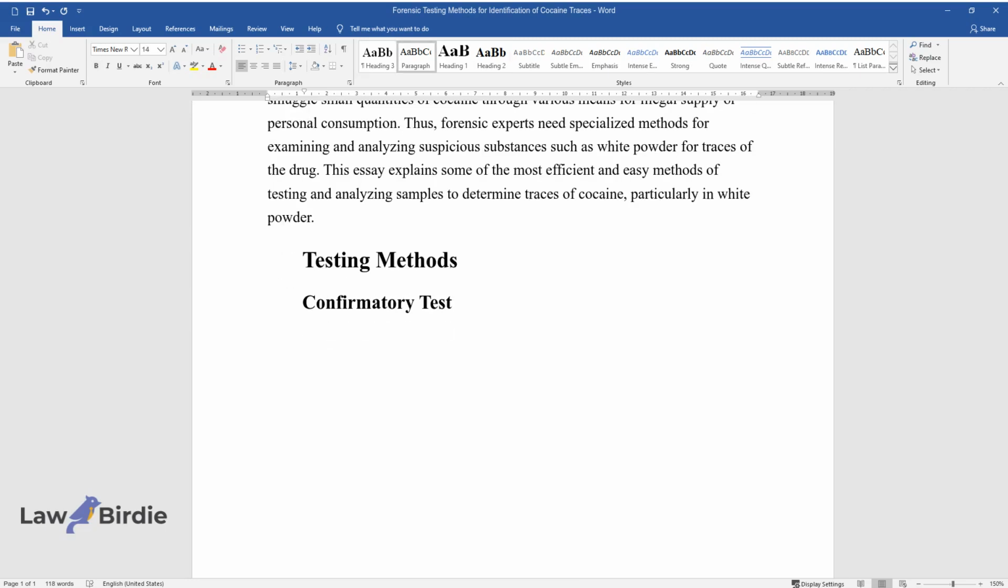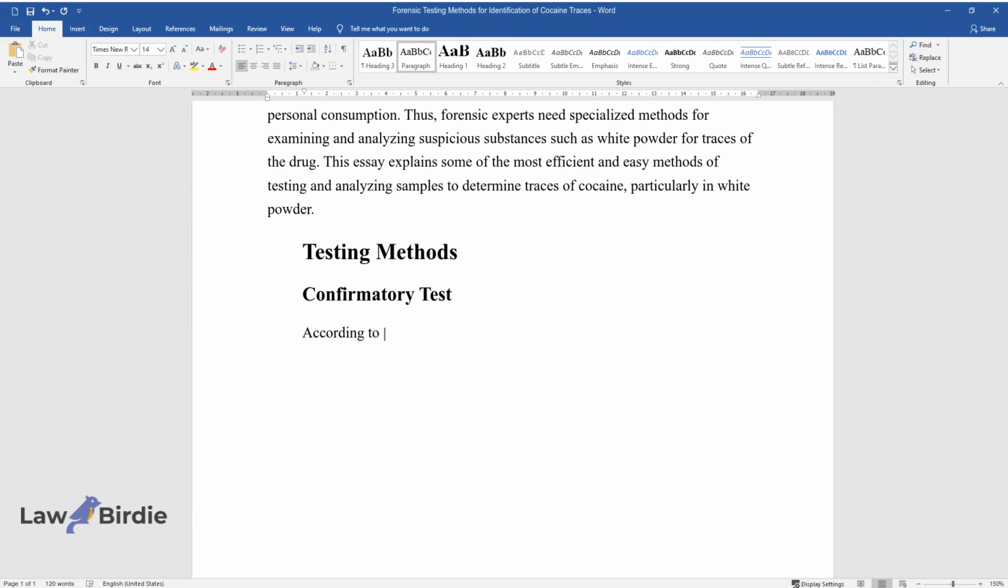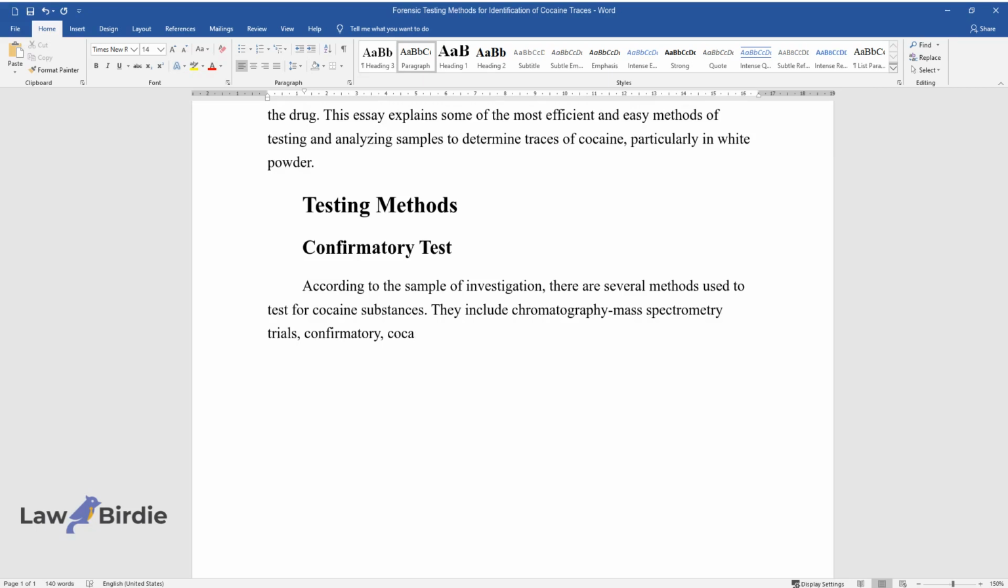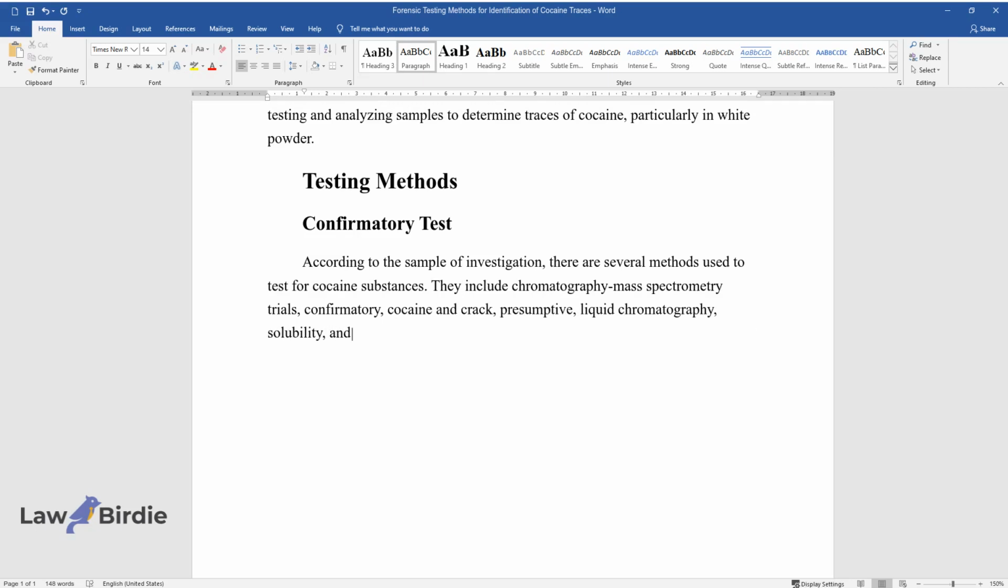Confirmatory test. According to the sample of investigation, there are several methods used to test for cocaine substances. They include chromatography mass spectrometry trials, confirmatory, cocaine and crack, presumptive, liquid chromatography, solubility, and anion tests.